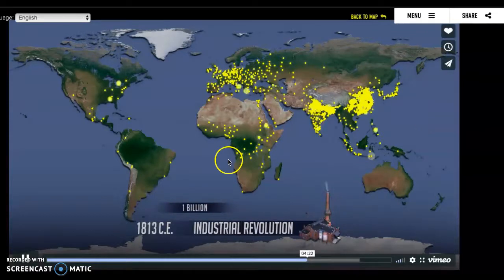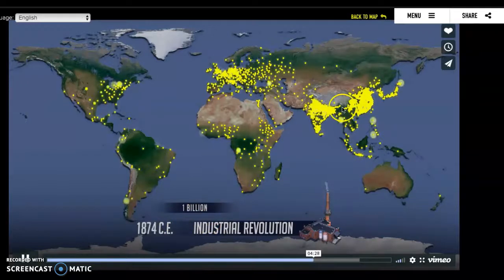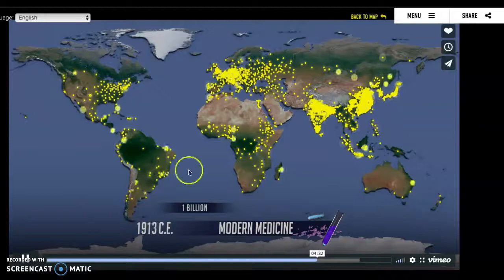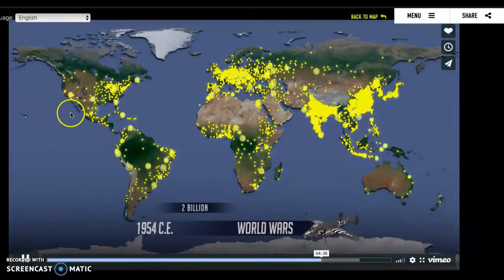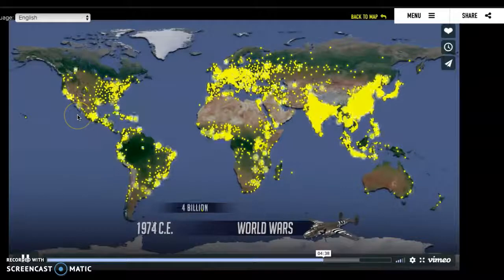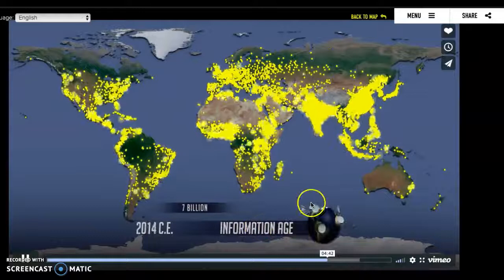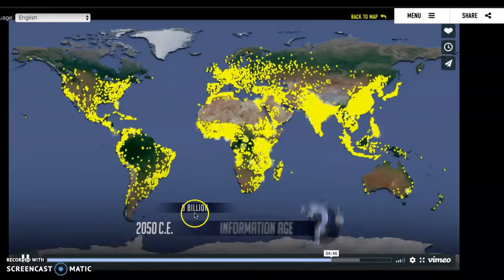Okay. Here's a big one, Industrial Revolution. We hit 1 billion people here. We see a huge increase in the population as the medicine gets better, modern medicine. A couple world wars, that doesn't really help. We're at 4 billion now, the Green Revolution, meaning better farming equipment. Now we're at 7 billion, projecting 8, projecting 9. Where are we going to be in 2050?